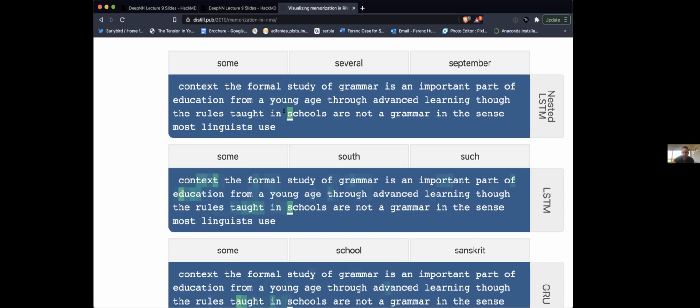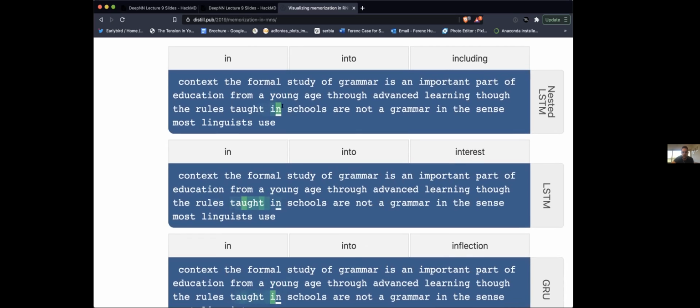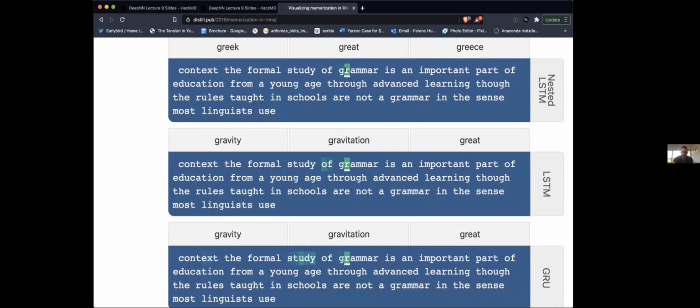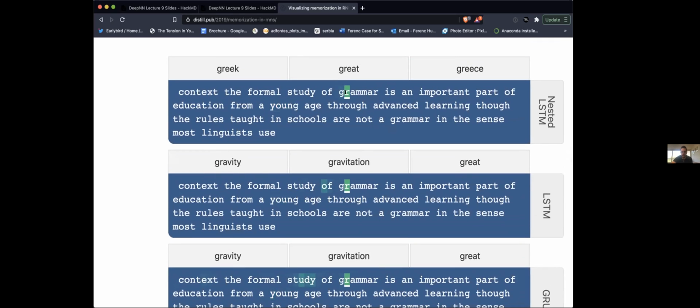One cool thing to show is that the word grammar appears twice in this example snippet. The first time, if I put the cursor here, this shows that if I have typed the text up until the second letter of grammar, which is R, the network predicts as possible completions something like Greek, great, or Greece. So this network really doesn't have a clue about what this sentence is likely about.